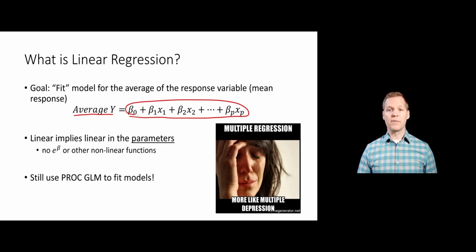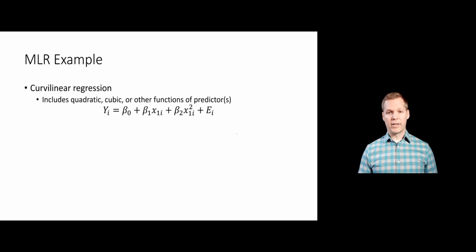And so we can include as many of our different x variables as we want. We can use PROC GLM to fit any of these models, which is wonderful. Let's look at some of these example models that we could try to fit. You may have heard the term curvilinear regression, not my favorite term, but this just basically means that you're going to include quadratics and cubics and that kind of thing in your model.